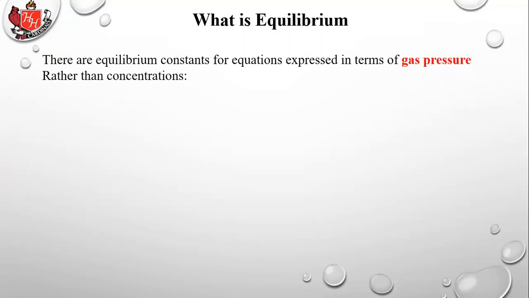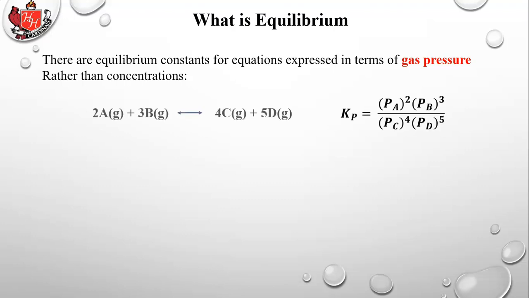Okay, there are equilibrium constants for equations expressed in terms of gas pressure rather than concentrations. So there's the law of mass action in terms of Kp. That's the equilibrium constant using gas pressures, and that's the way you would write it. Simply write the pressure of whatever the reactant or product is, and then raise it to the exponent, and you use parentheses, not square brackets, when you're dealing with pressures.